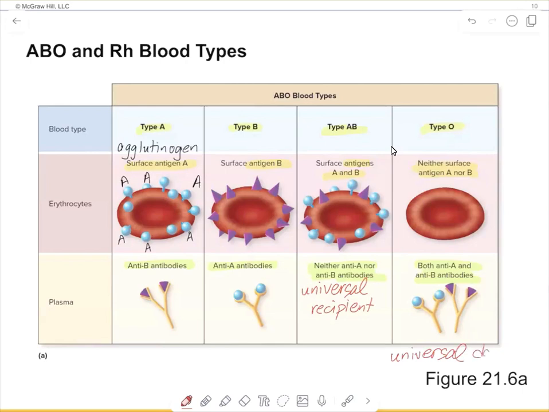And the reason they're the universal donor is when we consider donation, we're only talking about red blood cells, not antibodies, because it's not the plasma that's being donated. It's only the red blood cells. So there's no antigens that are present here. So we could give type O blood to any of these, and their antibodies wouldn't have anything to attack on that red blood cell for type O.